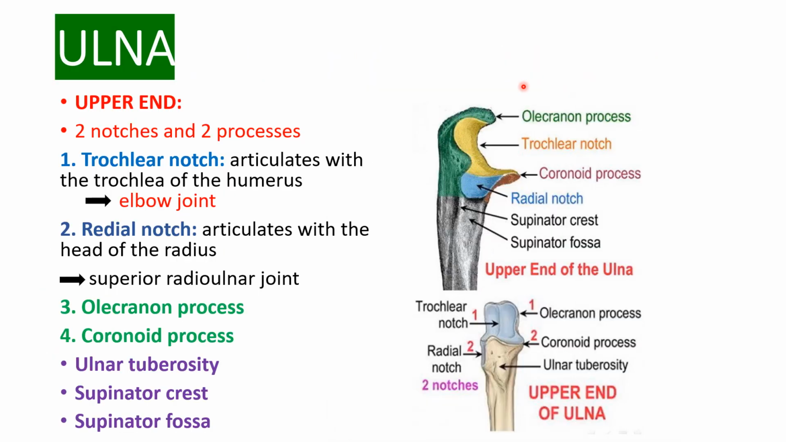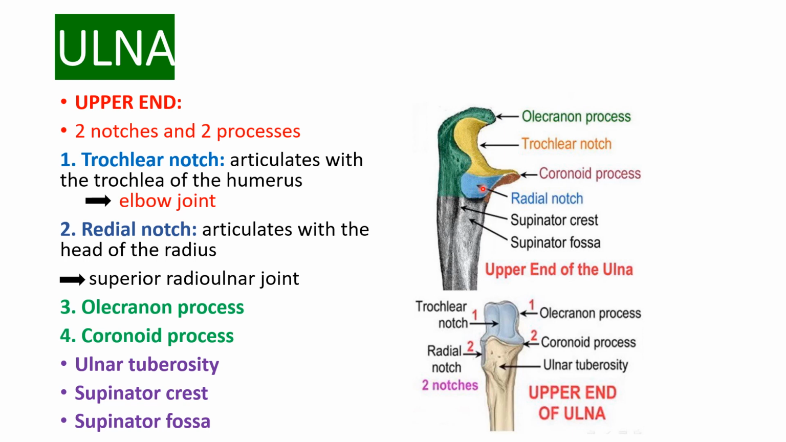Let's look at the medial bone. Okay, the medial long bone in the forearm, which is the ulna. So we'll look at the upper end first. Now the upper end has two notches and then two processes. Number one, it has the trochlear notch, which articulates with the trochlea of the humerus to form the elbow joint. And then the other notch is the radial notch, which articulates with the head of the radius to form the superior radioulnar joint.